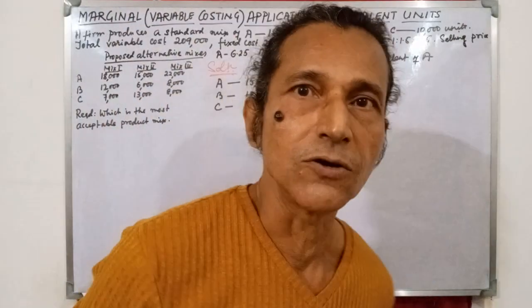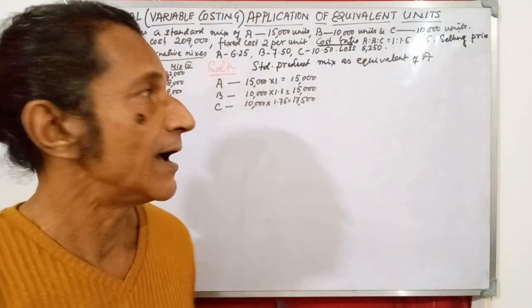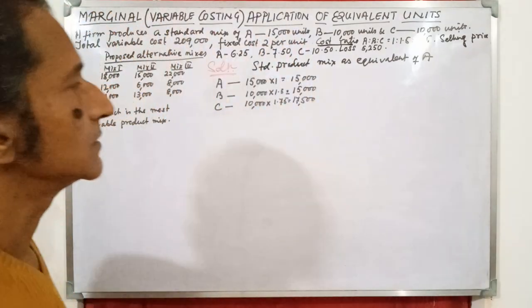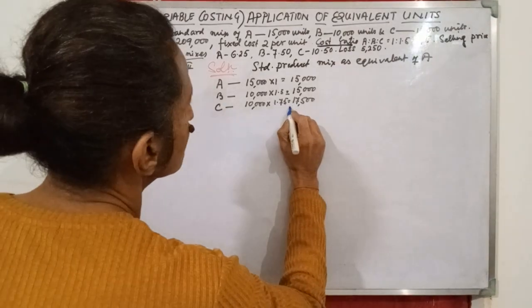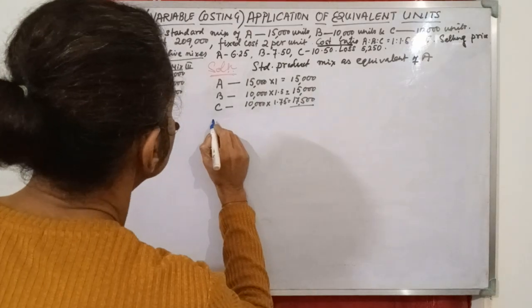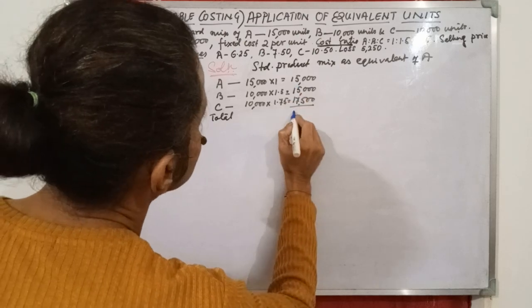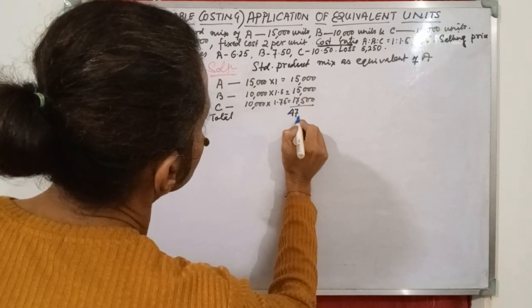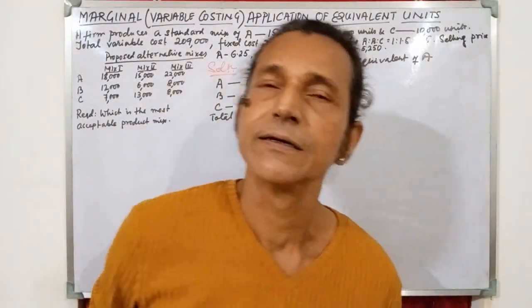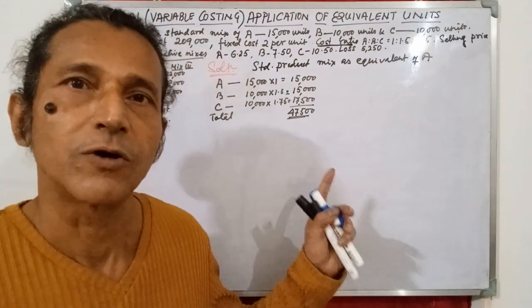Okay, so we have converted the product mix as equivalent of product A. So now we can add the total production, that is 15,000 plus 15,000 plus 17,500, that is 47,500. So 47,500 is the current production of the firm in terms of product A.